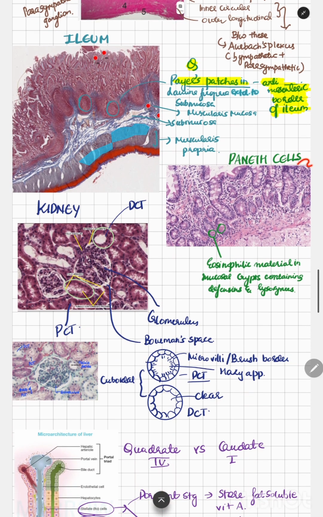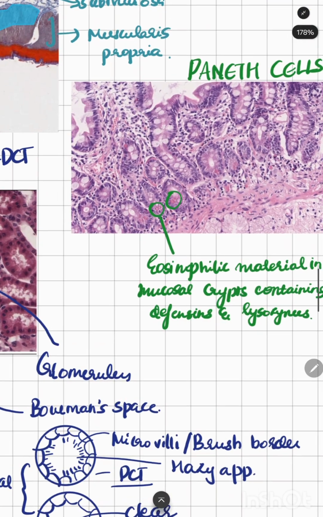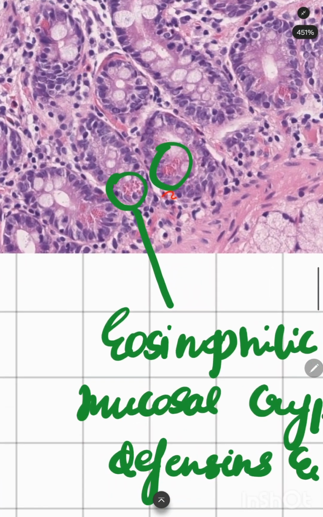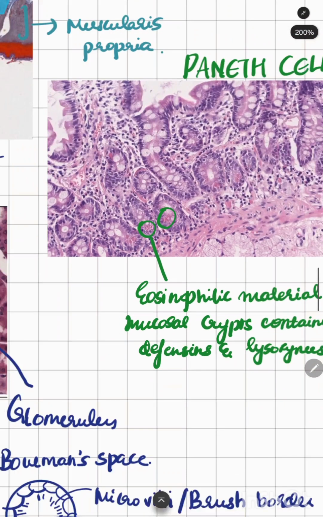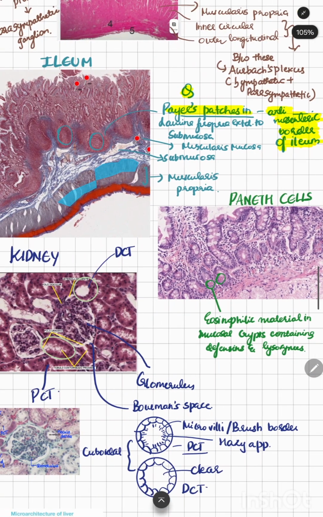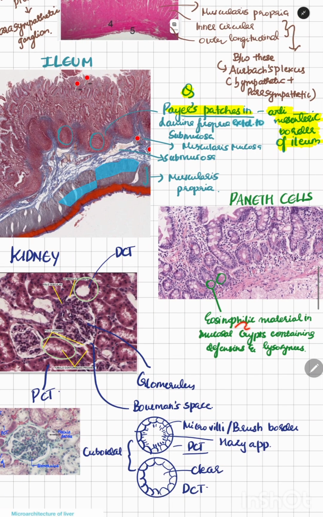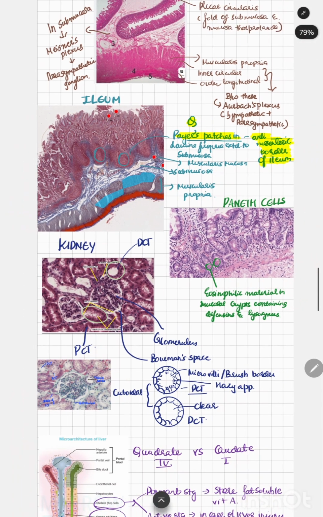And one more thing about the GIT lining is in the intestine you have Paneth cells. I'll just zoom it in. These are like pinkish granules which you are seeing here. They are actually defensins and lysozymes found in the Paneth cell. So eosinophilic material in the mucosal crypts containing defensins and lysozymes, these are nothing but Paneth cells.